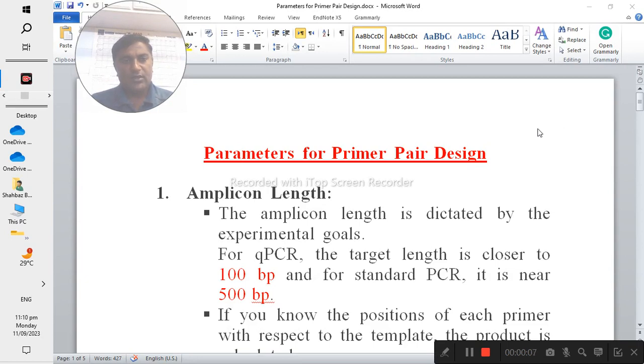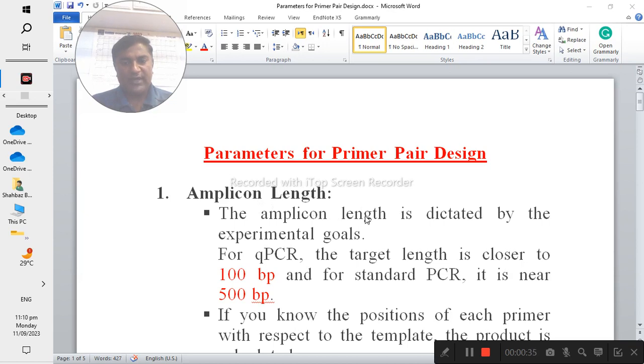Bismillahirrahmanirrahim. Today I would like to share knowledge about the parameters for primer pair design. This is important for researchers who are performing the PCR technique. Number one is the amplicon length.